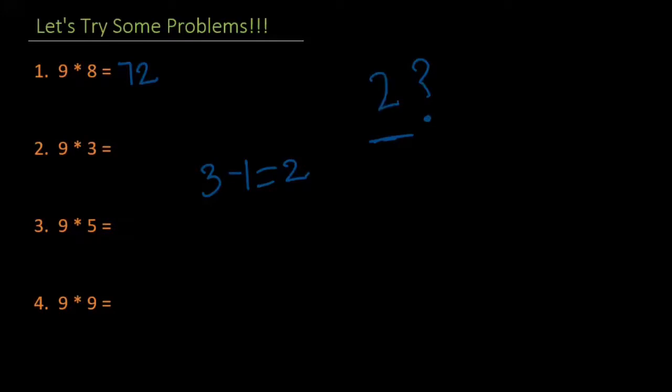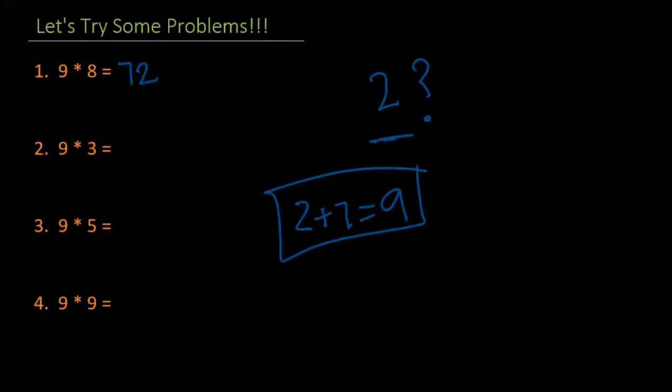It's 2. Okay. And now, what number plus 2 equals 9? Well, if you think about it, 2 plus 7 equals 9. So that automatically means the second digit is 7, the number that is added to 2 to make it 9. So our answer would be 27. It's that simple.